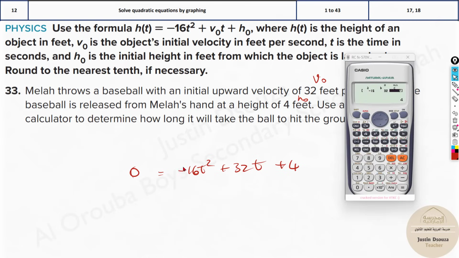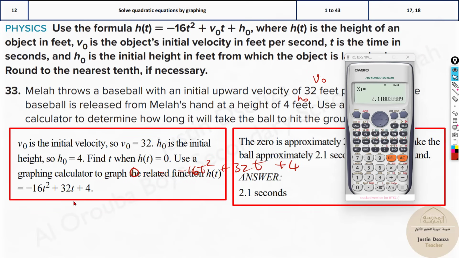I've just typed in the coefficients minus 16, 32 and 4, and the answers are 2.11 and minus 0.11. Now here, t is denoting time. Can you have negative time? It's not possible. 2.11 seconds is the only answer. You can see over here, this is the equation and this is the answer.